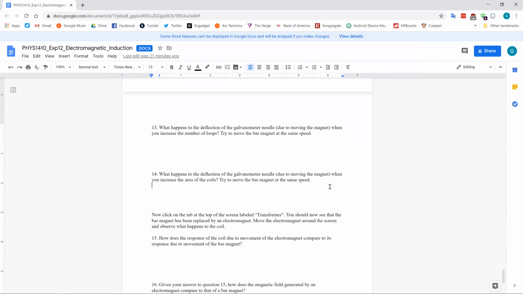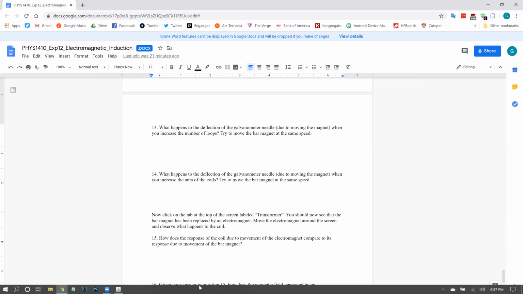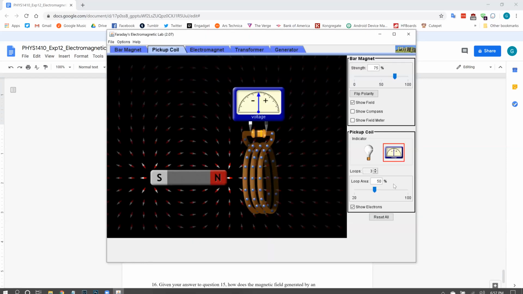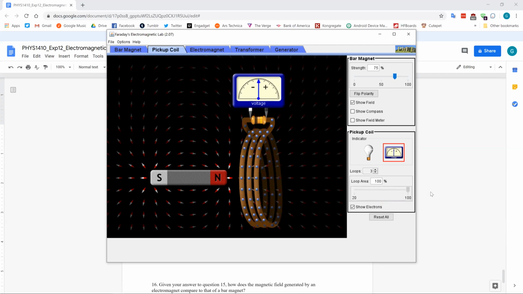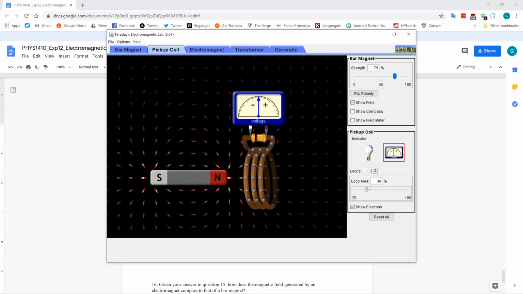So the next one is what happens when you change the area. Down here as well, we had loops right there. Now we're going to go area. I'm going to take this all the way up to 100%. I'm going to go ahead and leave it at 3. Actually, let me put this back down to 50 real quick, just so we have our reference point.